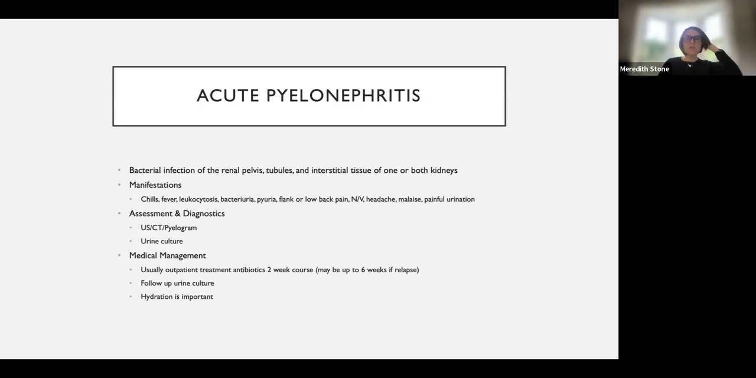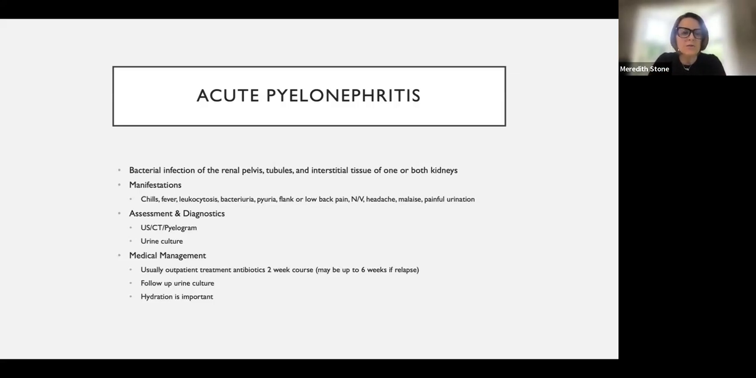They can present with chills, fever, leukocytosis, so increased white blood count, bacteria in their urine, pyuria, which can actually be pus in their urine, flank pain, so that side where the kidneys are, or low back pain, nausea, vomiting, headache, malaise, and painful urination, okay?